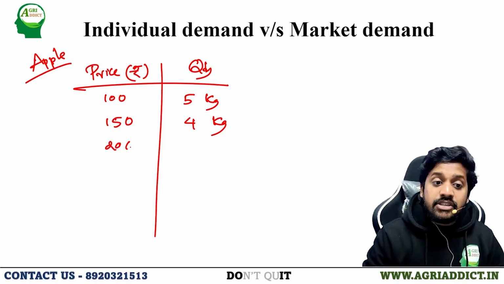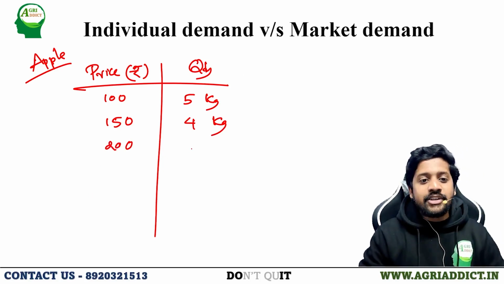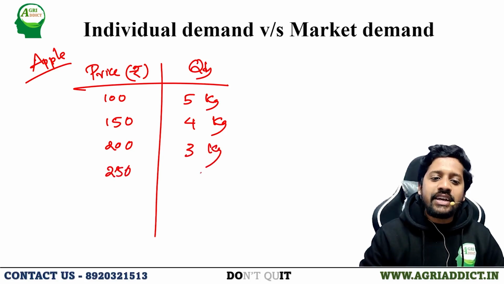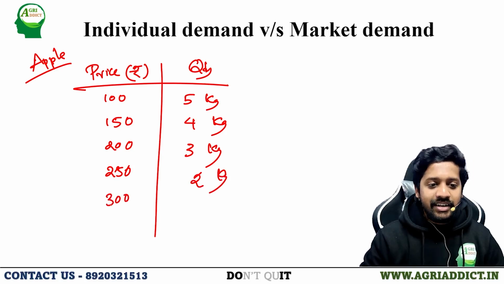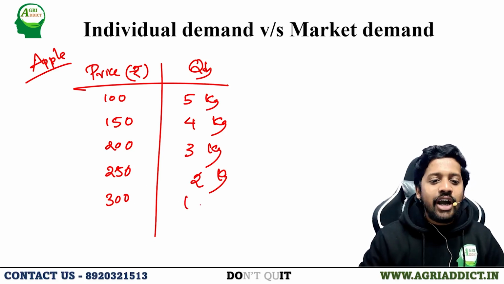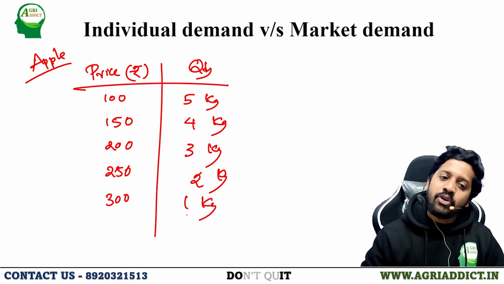What if the price is 200 rupees? The price is again high. So I'll be buying only 3 kgs of apple. What if the price is 250? I'll be buying only 2 kg. And what if it is 300? 1 kg of apple, they are offering at 300 rupees. So I would be purchasing only 1 kg and I would be going home, right?